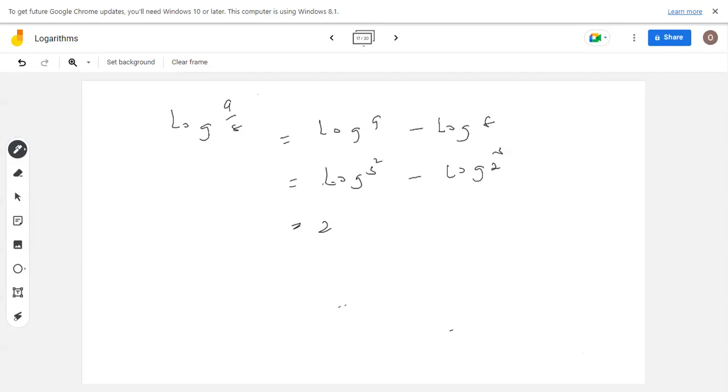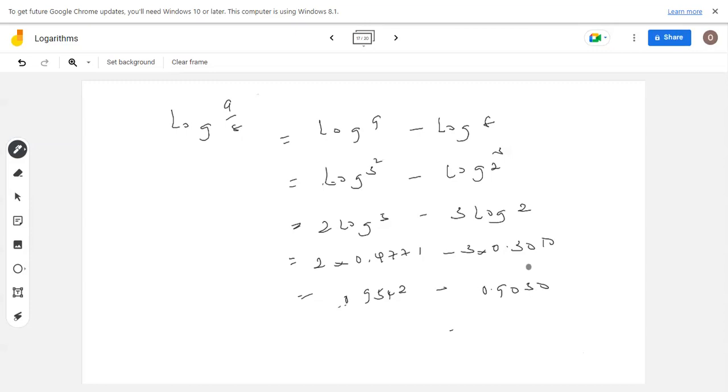So it becomes 2 log 3 minus 3 log 2. And since we know that log 3 is 0.4771, we substitute here: 2 times 0.4771 minus 3 times log 2, which is 0.3010. So 2 times this gives us 0.9542, minus, when you multiply this, 0.9030. Now let's quickly check the calculation.